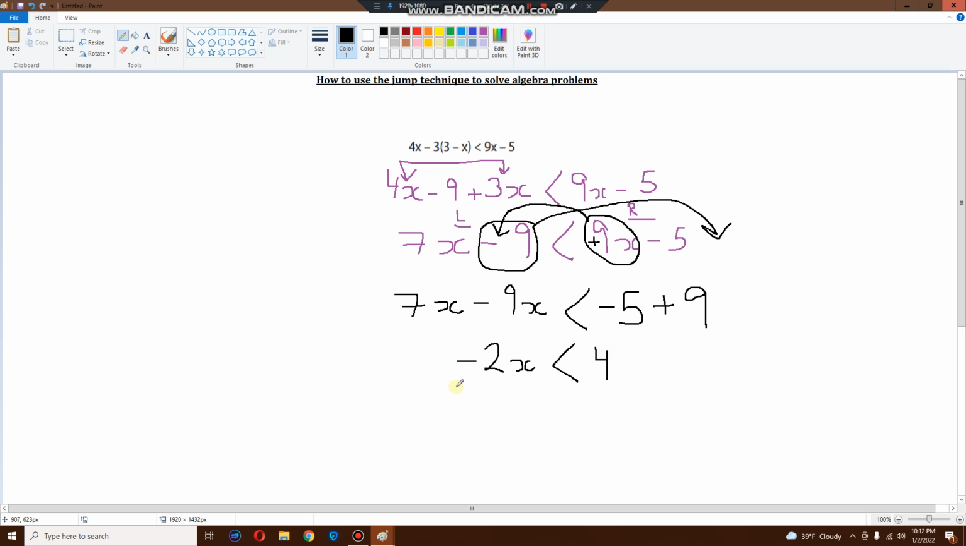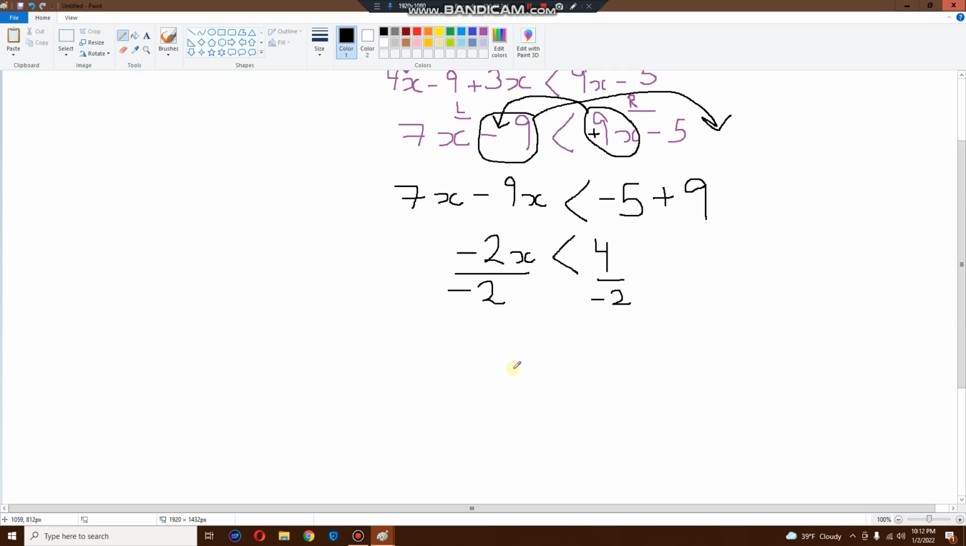Let's solve for x. I got to divide this by minus 2. Divide this by minus 2. Cancels out. X is free. 4 divided by minus 2 is minus 2. And if you remember your algebra rules, whenever you divide by a negative number, the inequality flips the other way. So instead of less than, it'll now become greater than. And that is our final answer.